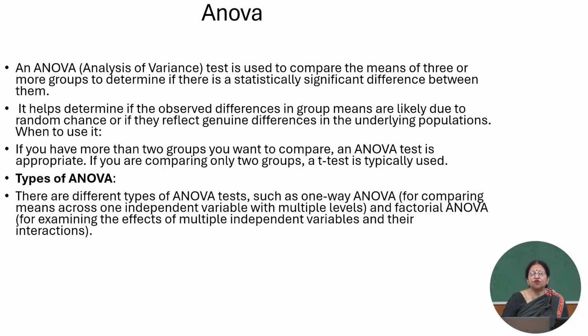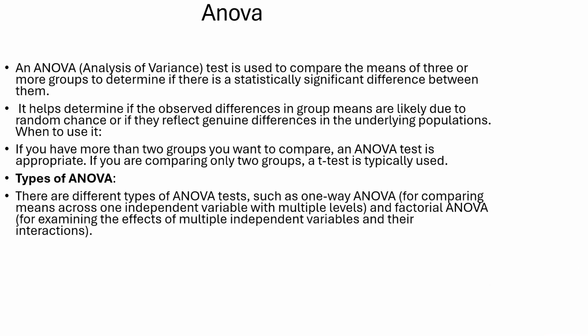An ANOVA, analysis of variance, test is used to compare the means of three or more groups to determine if there is a statistically significant difference between them. It helps determine if the observed differences in group means are likely due to random chance or if they reflect genuine differences in the underlying populations. Now, when to use it? If you have more than two groups you want to compare, an ANOVA test is appropriate. If you are comparing only two groups, a t-test is typically used.